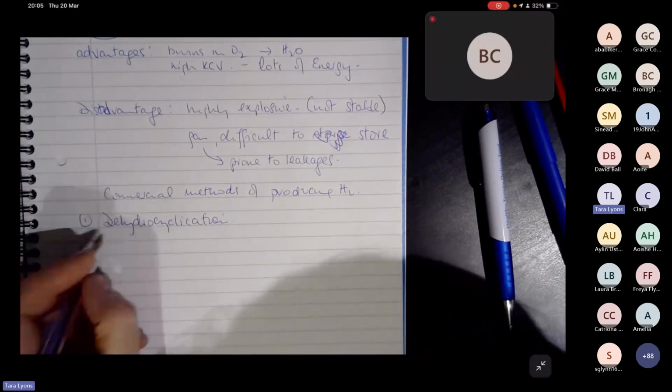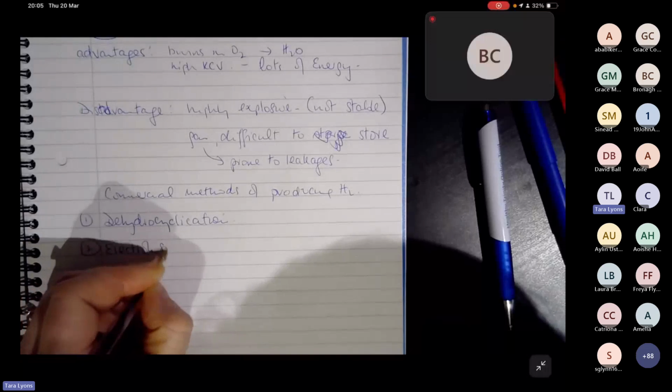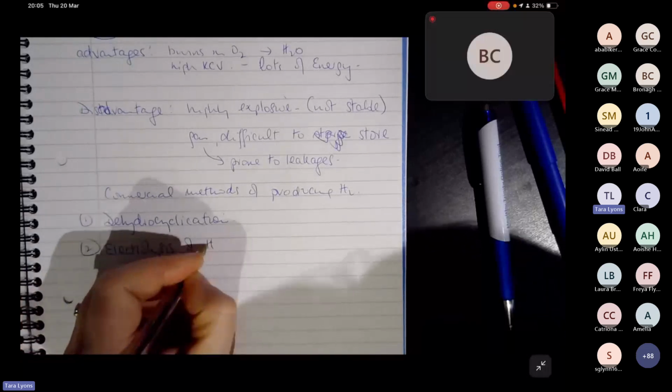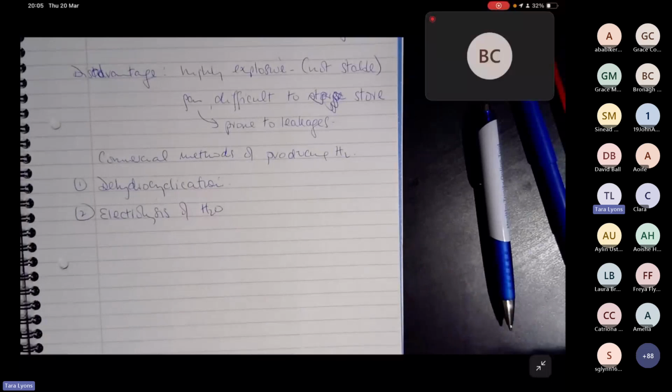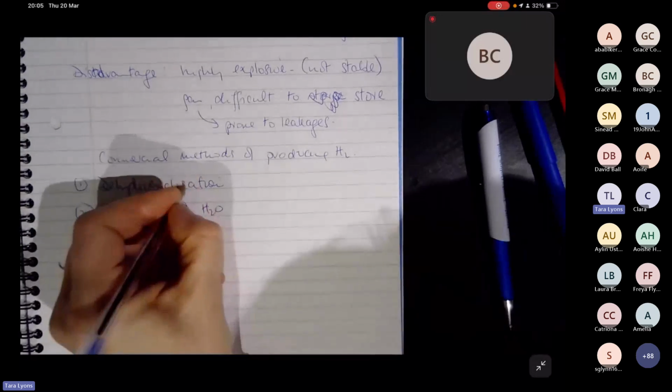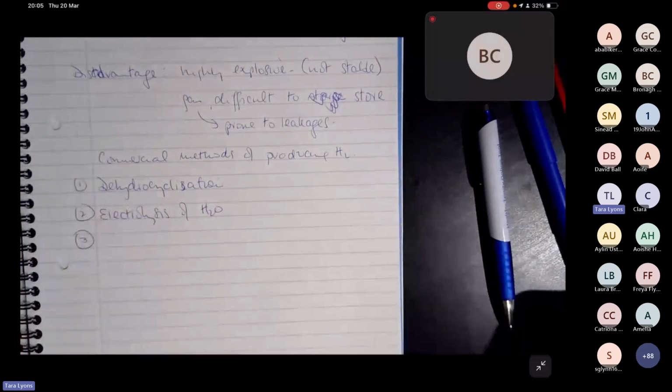Second way, if you've done the chapter on electrolysis, well, electrolysis of water. That's you splitting water up using electricity into hydrogen and oxygen, right? Hydrogen and oxygen gas. So you're getting your hydrogen gas that way. Okay. Electrolysis of water.